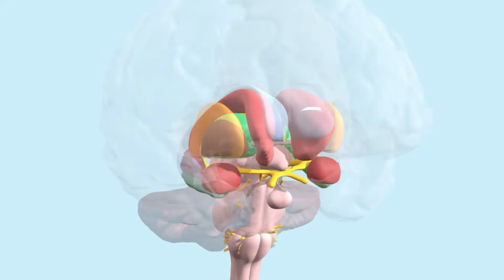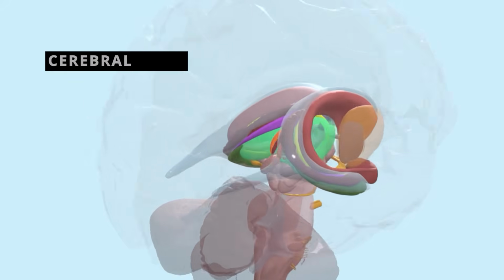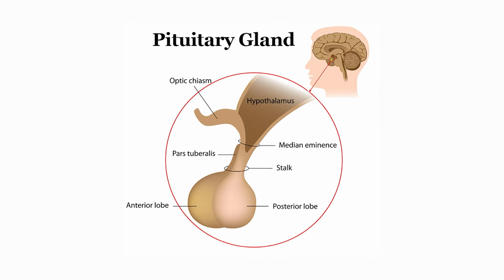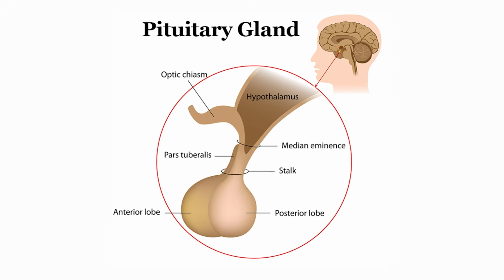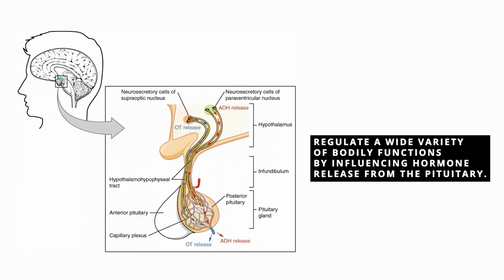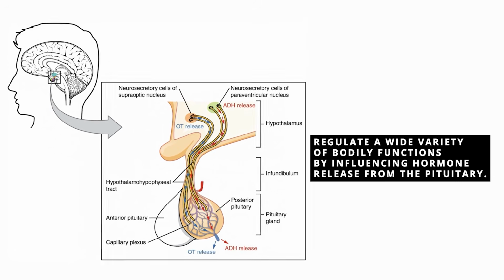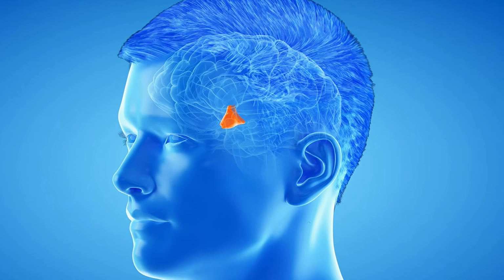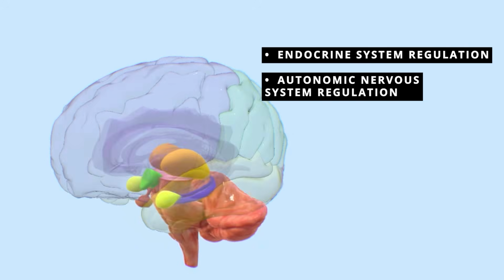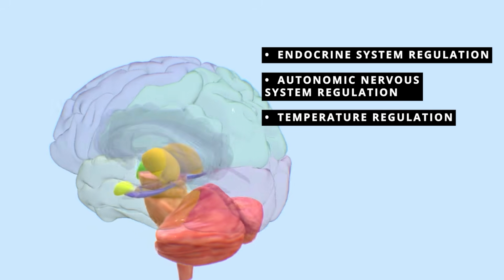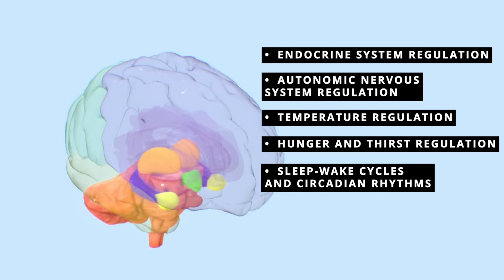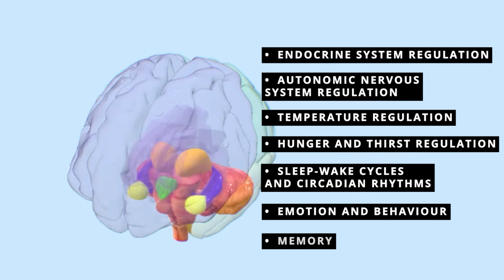The hypothalamus is connected to many parts of the central nervous system, including the cerebral cortex, thalamus, basal ganglia, and limbic system. The pituitary gland is attached to the hypothalamus by the infundibulum, or pituitary stalk. Through this connection, the hypothalamus can regulate a wide variety of bodily functions by influencing hormone release from the pituitary. The hypothalamus performs various functions, for example, endocrine system regulation, autonomic nervous system regulation, temperature regulation, hunger and thirst regulation, sleep-wake cycles and circadian rhythms, emotion and behavior, and memory.